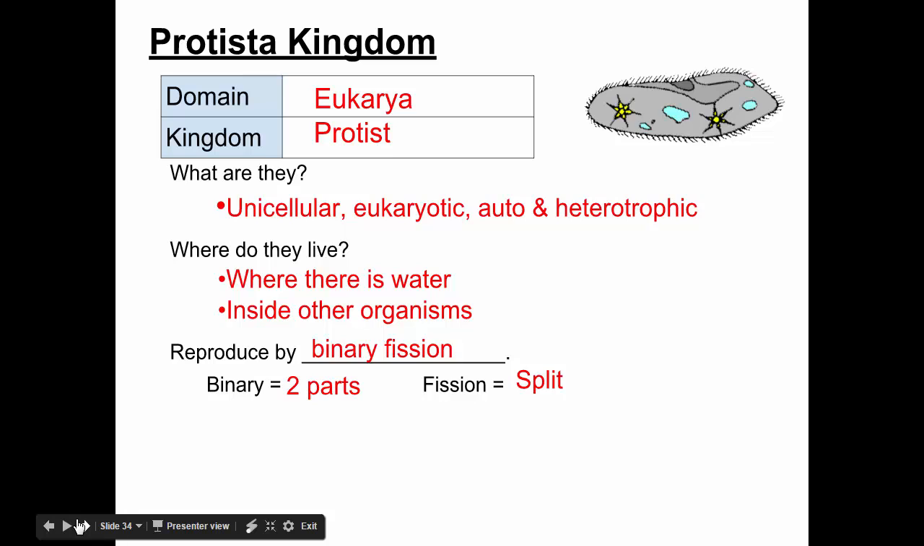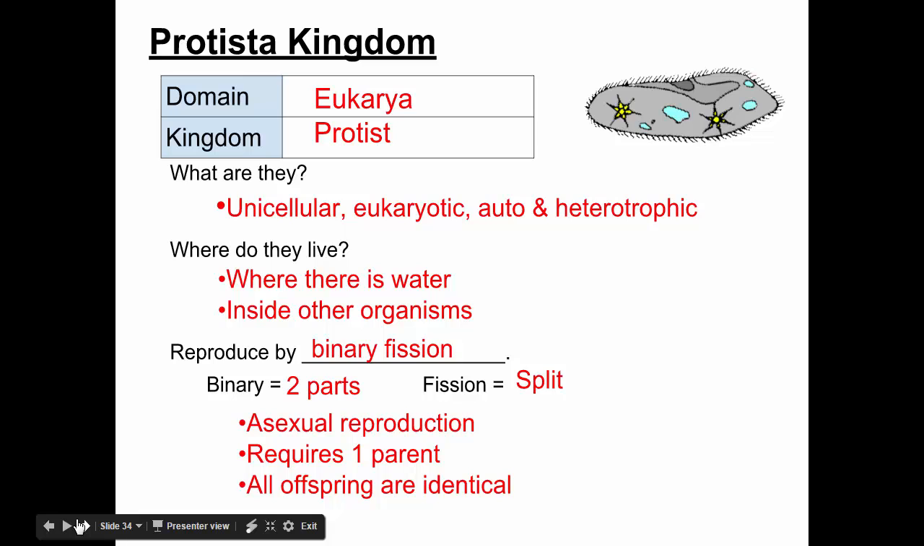binary means two. That's all that binary means. So binary fission is splitting into two parts. It's a form of asexual reproduction. There's only one parent involved, so what are the offspring like? Identical. Yeah, identical copies.